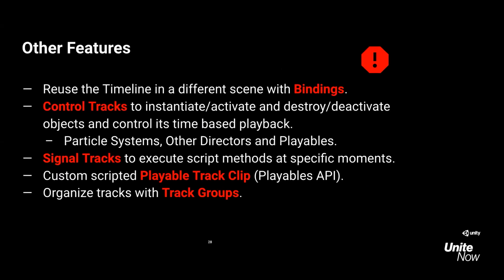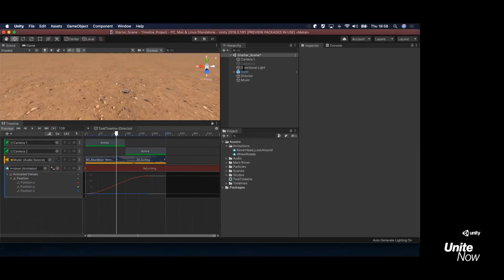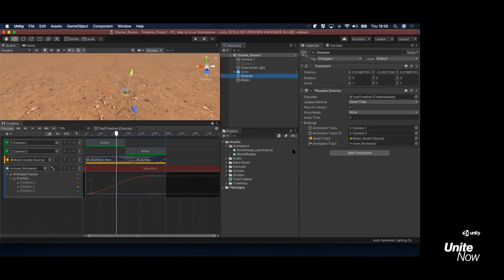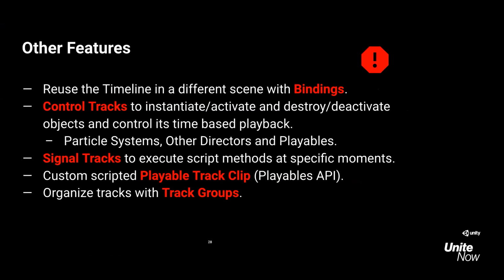Before finishing, I recommend you explore other features of the system. Something interesting is that you can use the same animation, the same timeline, and apply it to different objects with bindings. Bindings is here in the director. You have these bindings where you can replace the objects that are controlled. So you can apply the same timeline in different scenes with different objects, and both will behave the same.